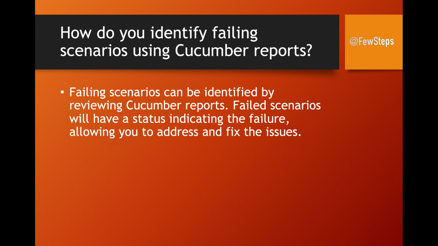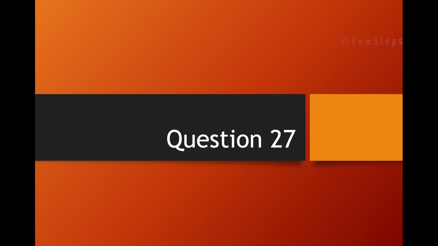Question 26. How do you identify failing scenarios using Cucumber reports? Failing scenarios can be identified by reviewing Cucumber reports. Failed scenarios will have a status indicating the failure, allowing you to address and fix the issues.